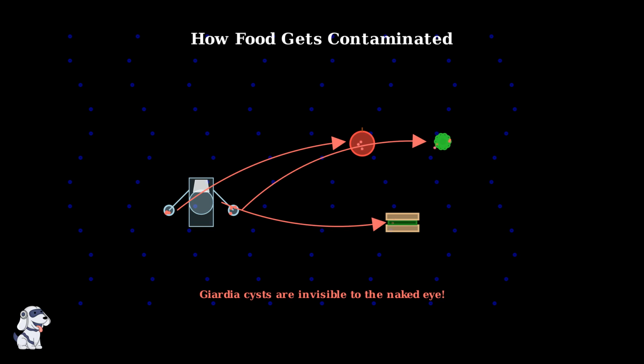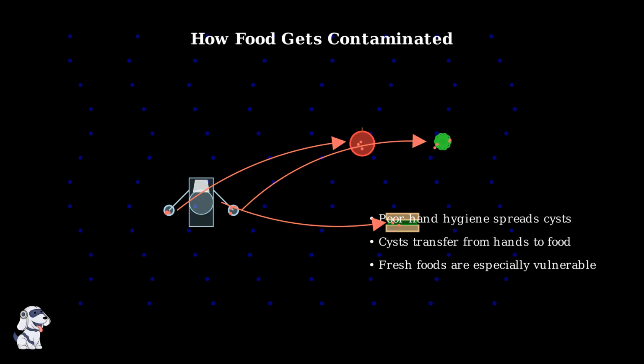handling. Fresh fruits, vegetables, and ready-to-eat foods are particularly vulnerable because they often receive minimal or no cooking that would kill the parasites. The key takeaway is that proper hand washing by food handlers is critical to preventing contamination, as even a small number of cysts can cause infection.